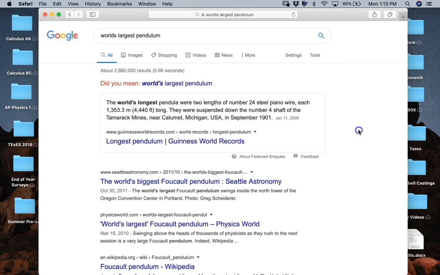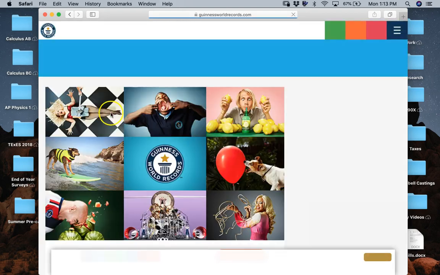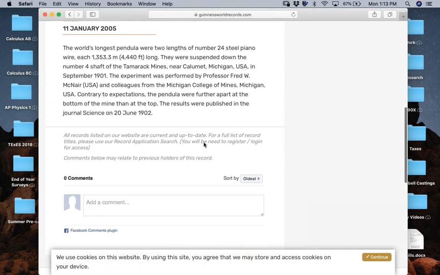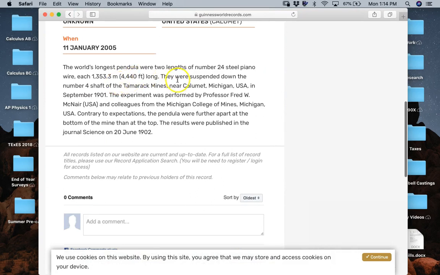Okay, so the world's largest pendulum, lengths of 2 steel piano wires. This is not what I'm looking for. Maybe it is. It's 1,353 meters long. Okay, that's huge. So there we go, we got the length of the pendulum. 1,353.3 meters. Wow. I'm just going to round that to 1,350 meters, okay?